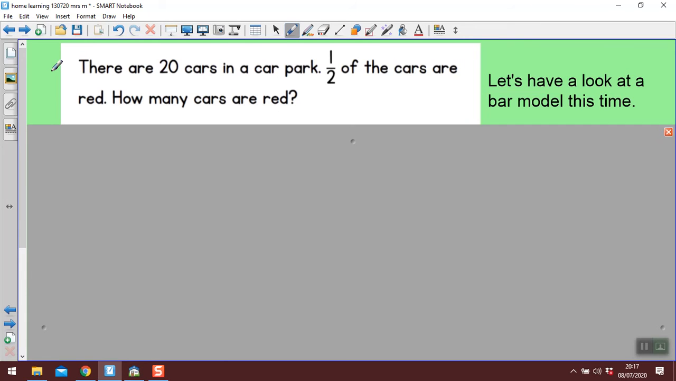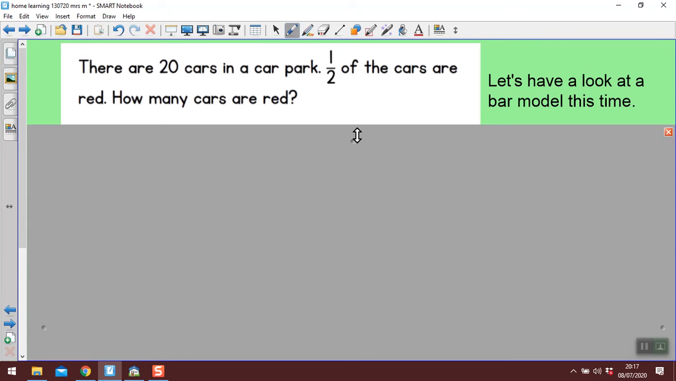There are 20 cars in a car park. One half of the cars are red. How many cars are red? So last time, if you remember, we found one half of the gummy bears. How many equal groups did we split them into? We split them into 2 equal groups because one half means 1 out of 2 equal groups.